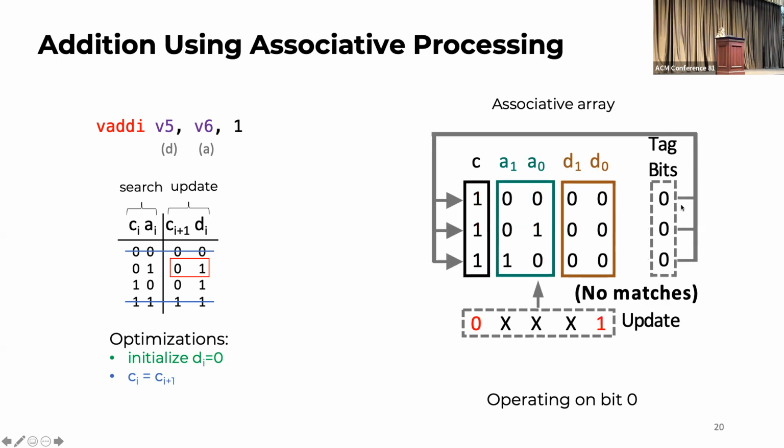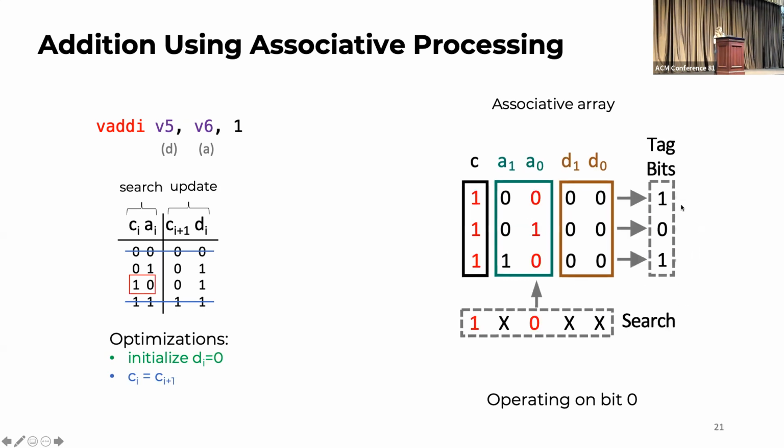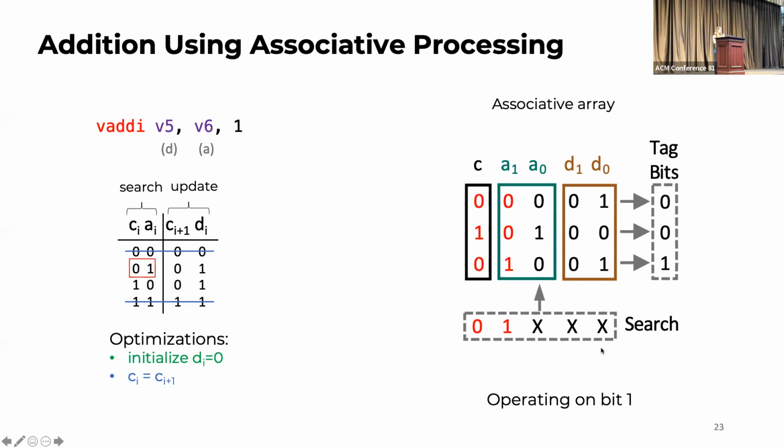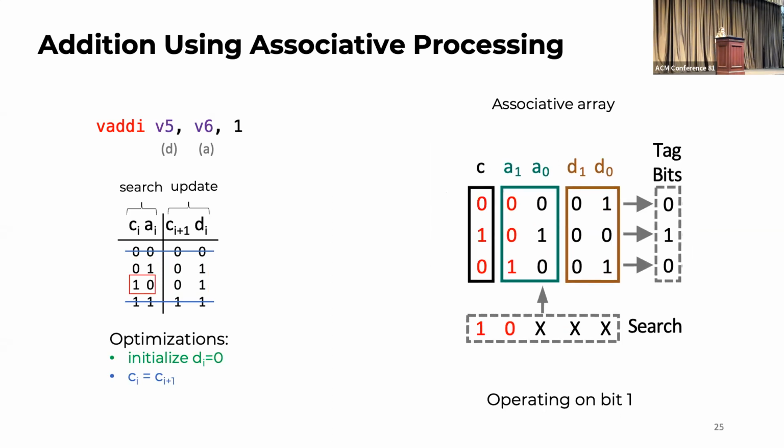So we could skip this update, and we go ahead and we search for the next useful entry, 1, 0, and we see that first and last rows match. So now we go ahead and update them. So now you can see we have successfully generated the least significant bit of all rows in parallel. And we would do the same for the subsequent bits. I'm not going to go over that again.